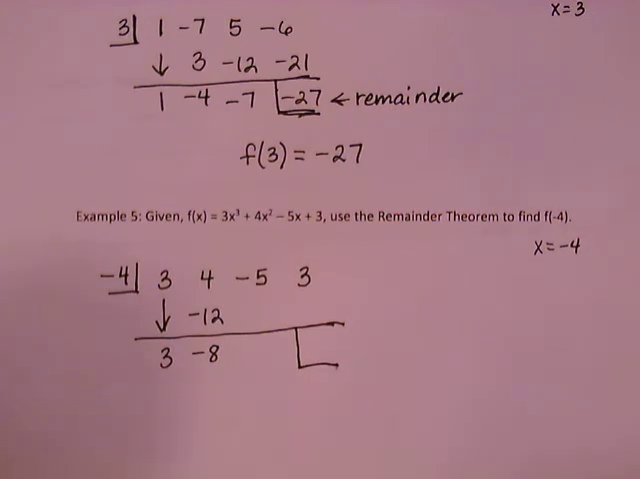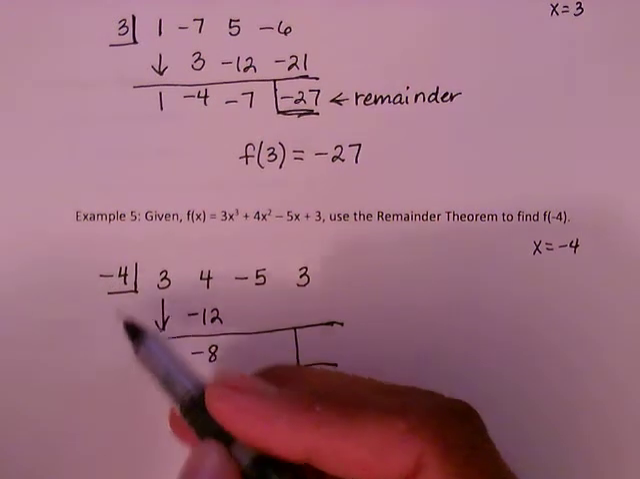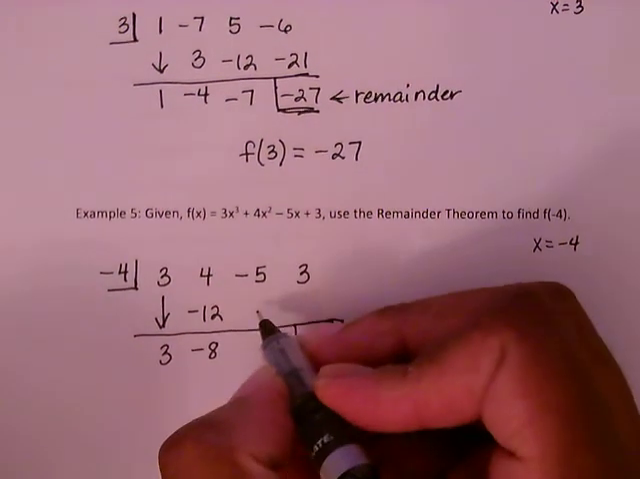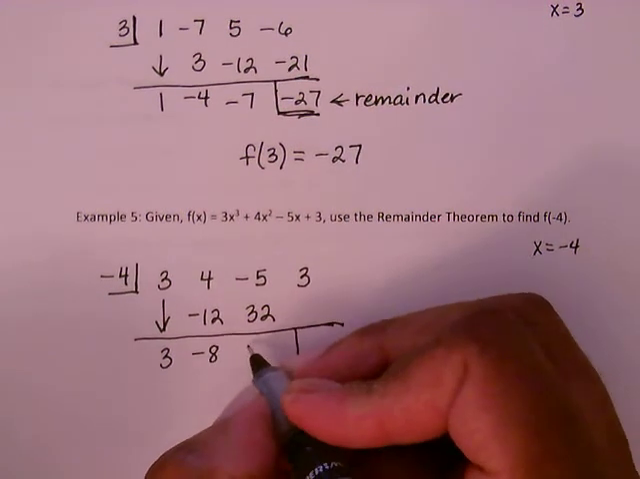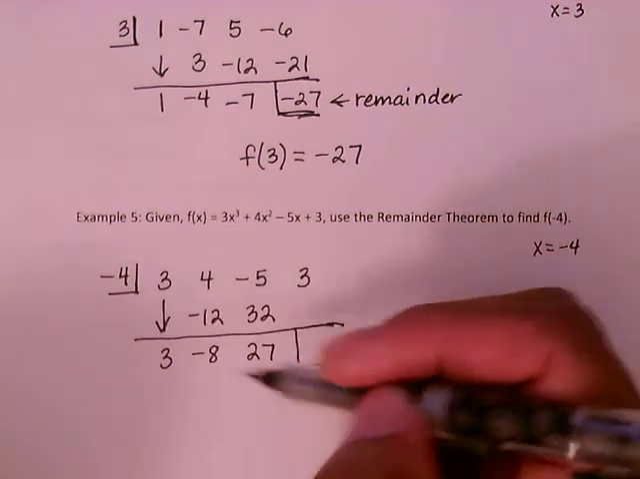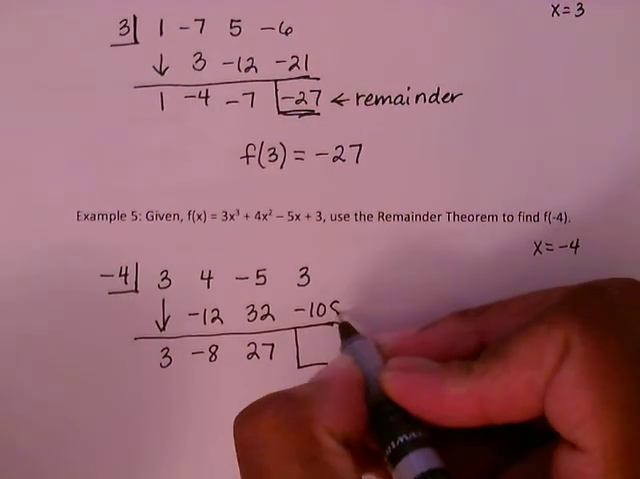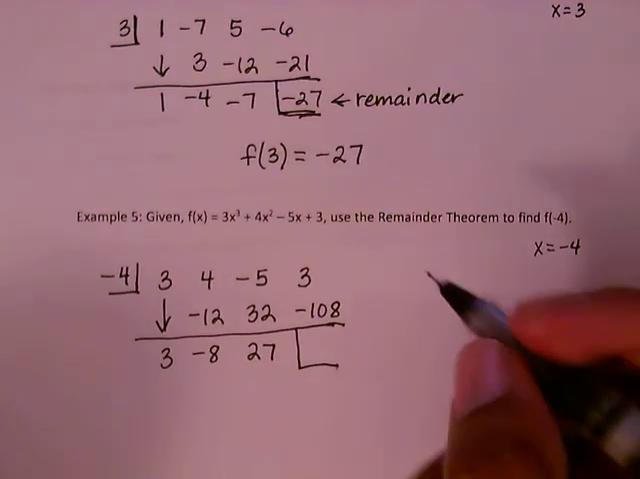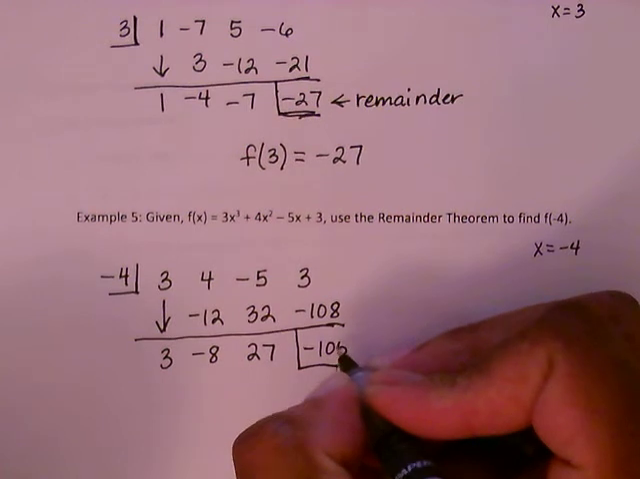And then next, keep this process going until all the columns are filled. Negative 4 times negative 8, that'd be 32. Add negative 5 and 32 together, you'll get 27. And then finally, negative 4 times 27. That would be negative 108. And then add 3 and negative 108 together, you'll get negative 105.